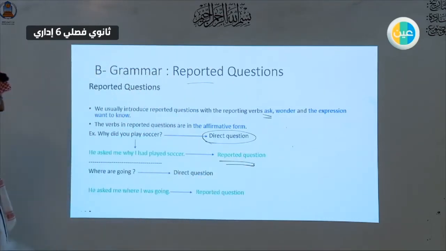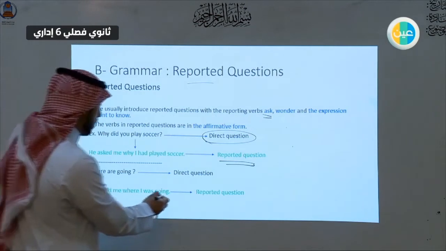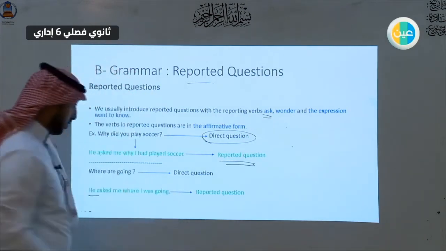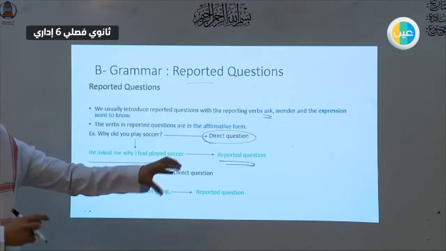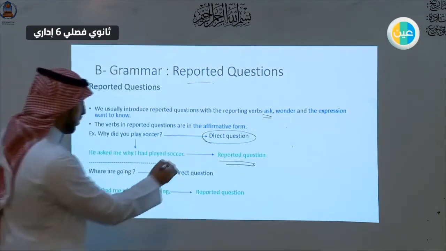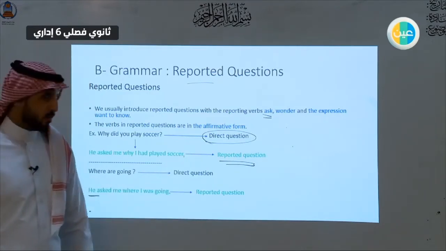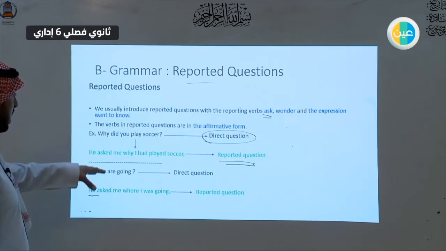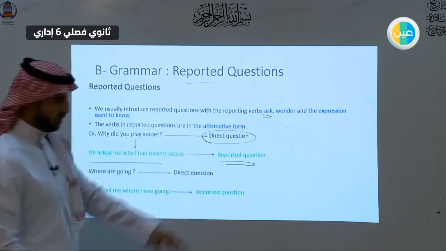طيب, another example, where are you going? So he asked me where I was going, and then full stop. Have you noticed something here, guys? The direct question ends with a question mark, while the reported question ends with a full stop. Why is that? Because the verbs in the reported questions are in the affirmative form.